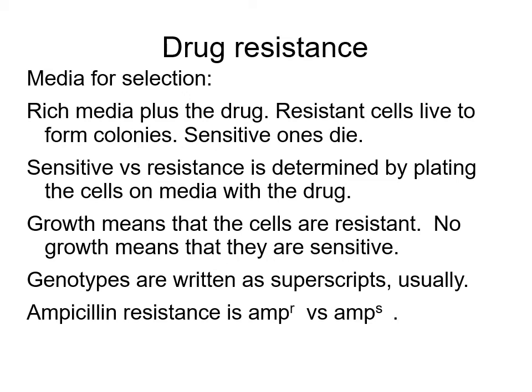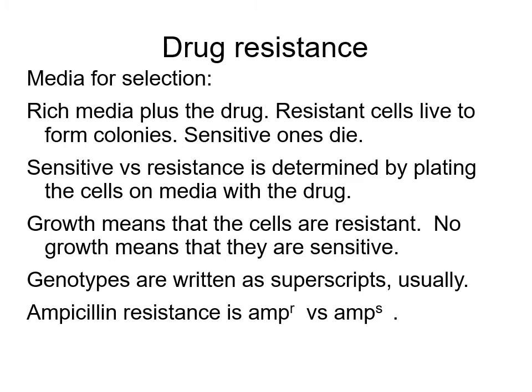So the medium for selection here, the easiest, is rich medium plus the drug. That way you're going to supplement any auxotrophies you have. Resistant cells live to form colonies. Sensitive ones die. So usually you determine sensitive versus resistance by plating the cells on the media with the drug. Growth means that they're resistant. No growth means that they're sensitive.